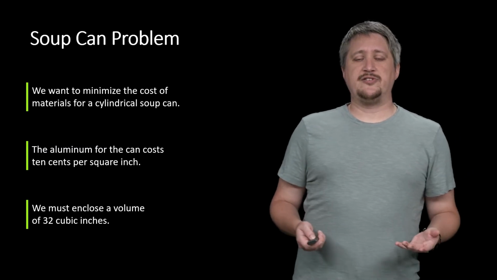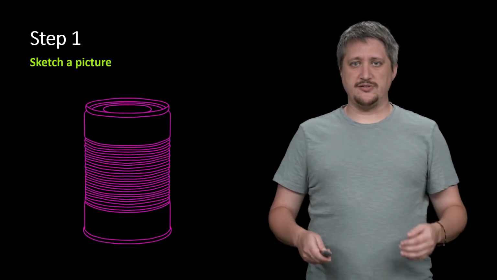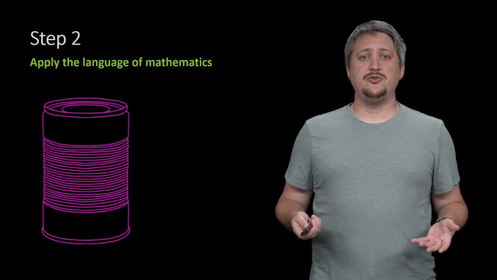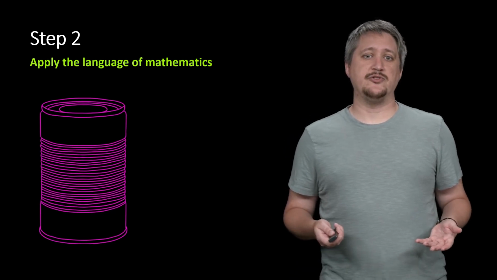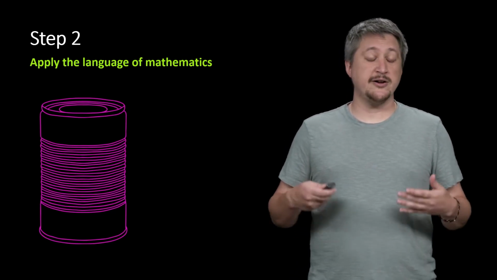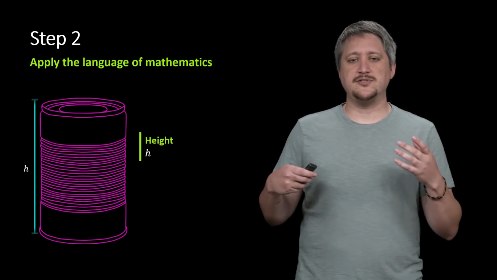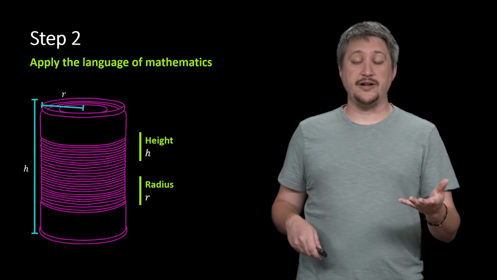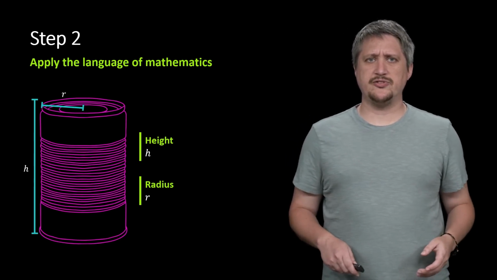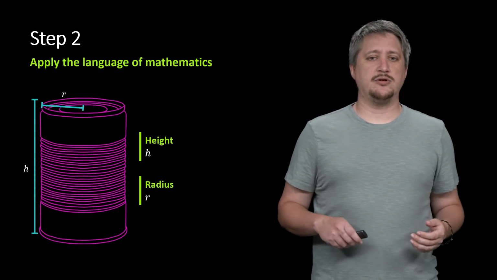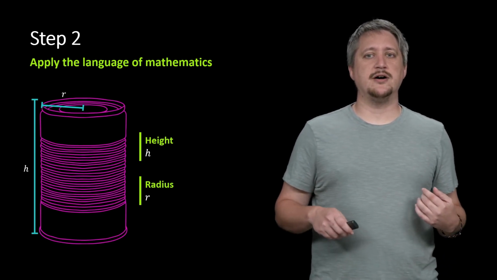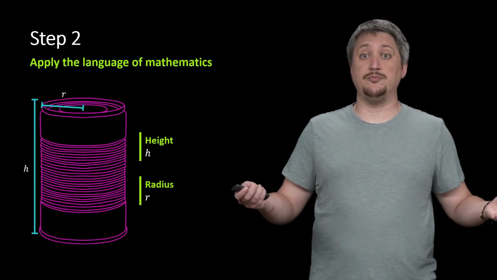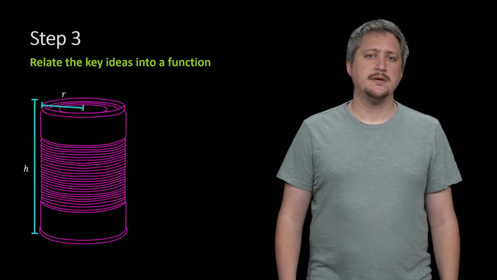So let's go through our steps. Step 1, sketch a picture. We have a nice can here, right? So step 2, we want to apply the language of math. So this means we want to come up with whatever variables or anything that applies. So here we could put down the height, h, we have a radius, r, and we might want to make notes that surface area might be important, volume might be important, composition might be important, right? Here it needs to be made out of aluminum. That's the cost that we have, for example.